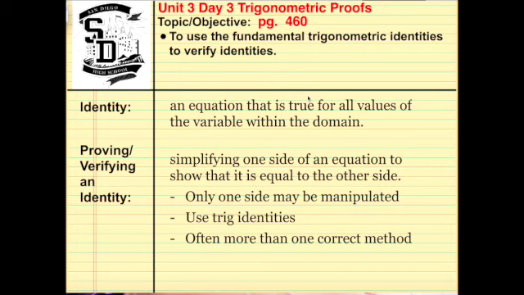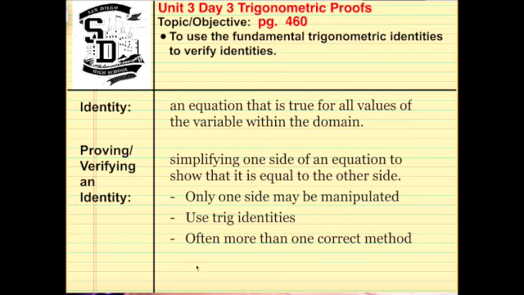So how do we do that? Well, it's pretty simple. To prove or verify that an identity is in fact true, what we're going to do is simplify one side of an equation until the point that it shows that it's equal to the other side. So you're only going to manipulate one side of the equal sign at a time. You're never going to add or subtract a term from one side of the equal sign to the other side. So you're only going to look at one side at a time. We're going to use trig identities to simplify one side at a time.